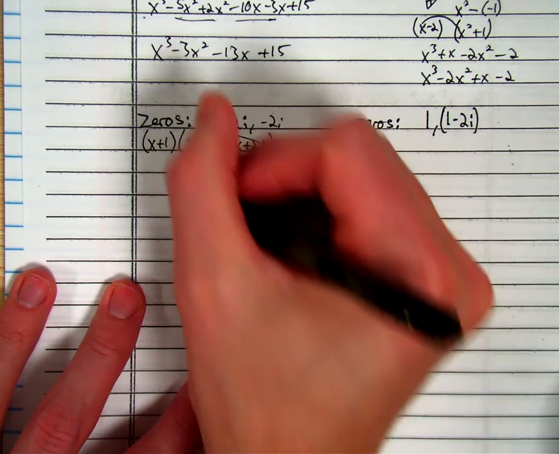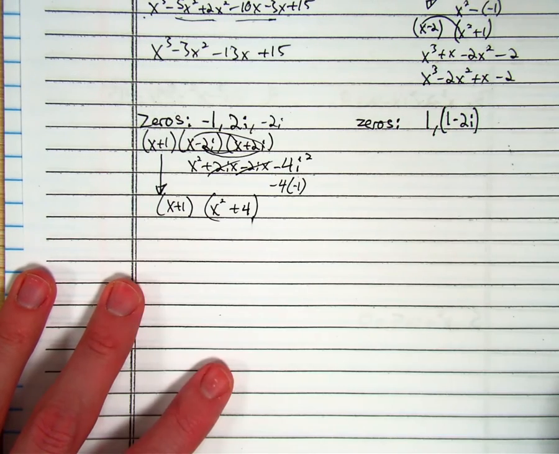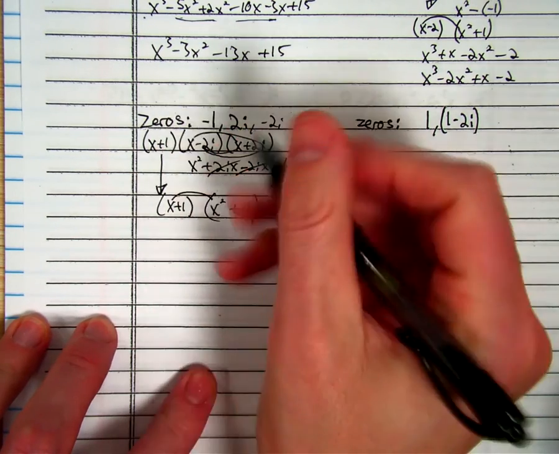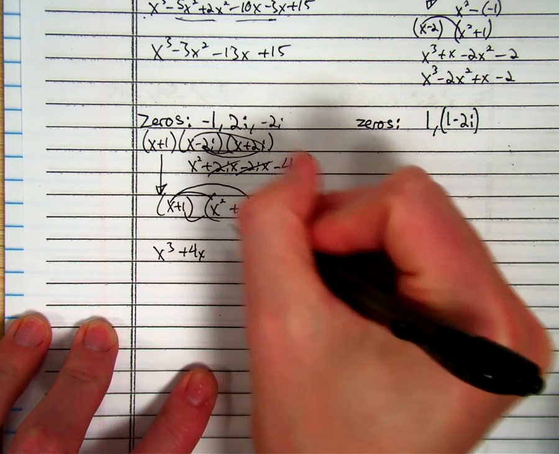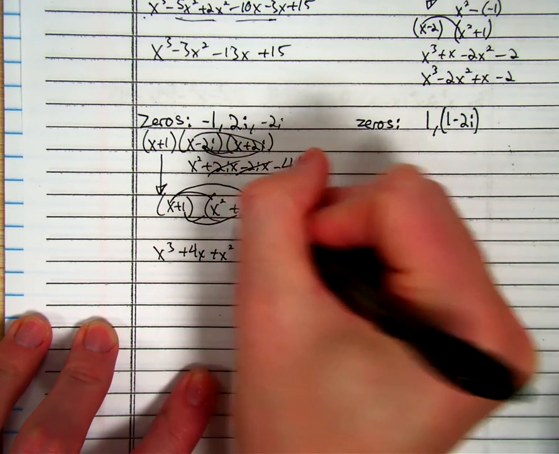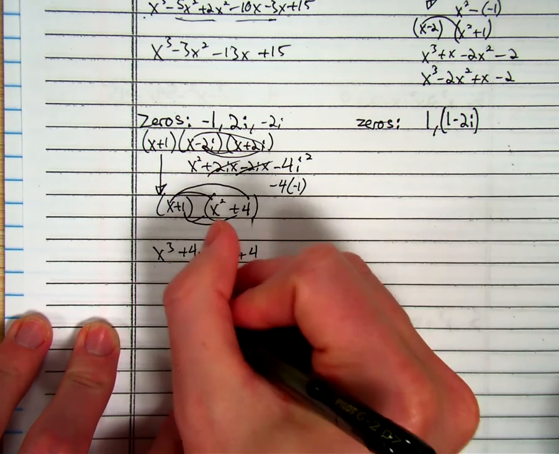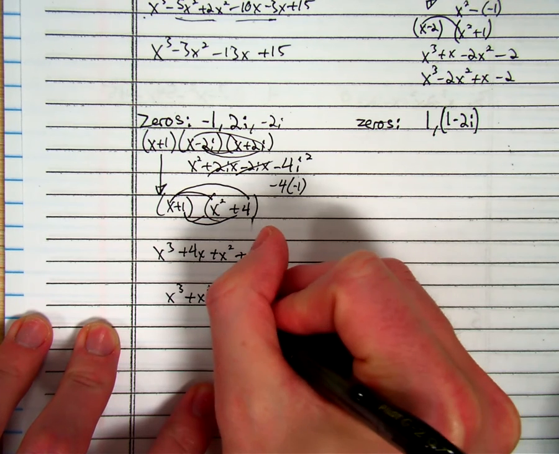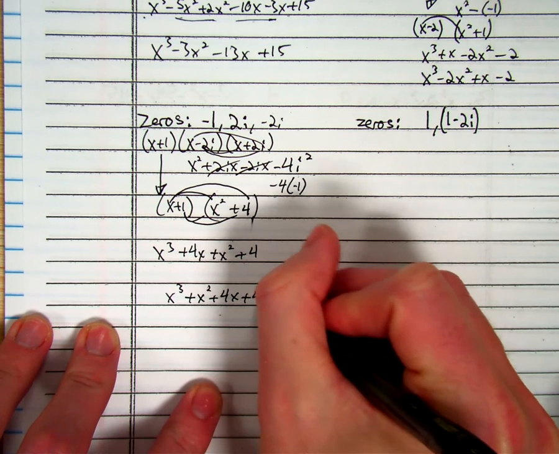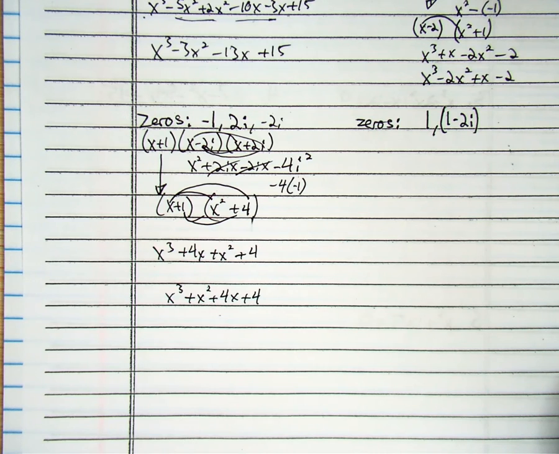And now we bring down the x plus 1. X cubed plus 4x plus x squared plus 4. Nothing to combine, so let's just rearrange and put them in order from biggest power to smallest power. All right. X cubed plus x squared plus 4x plus 4. Last one. This one's a bit of a doozy.